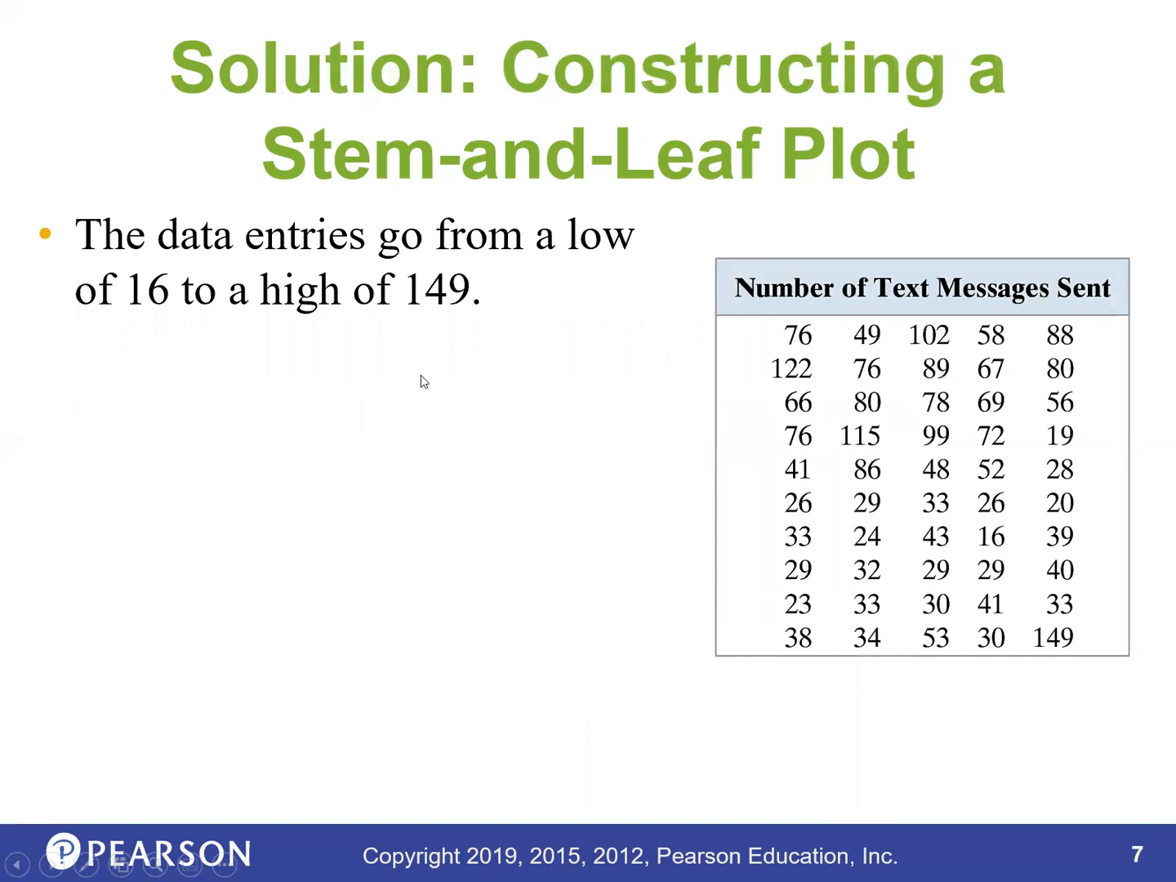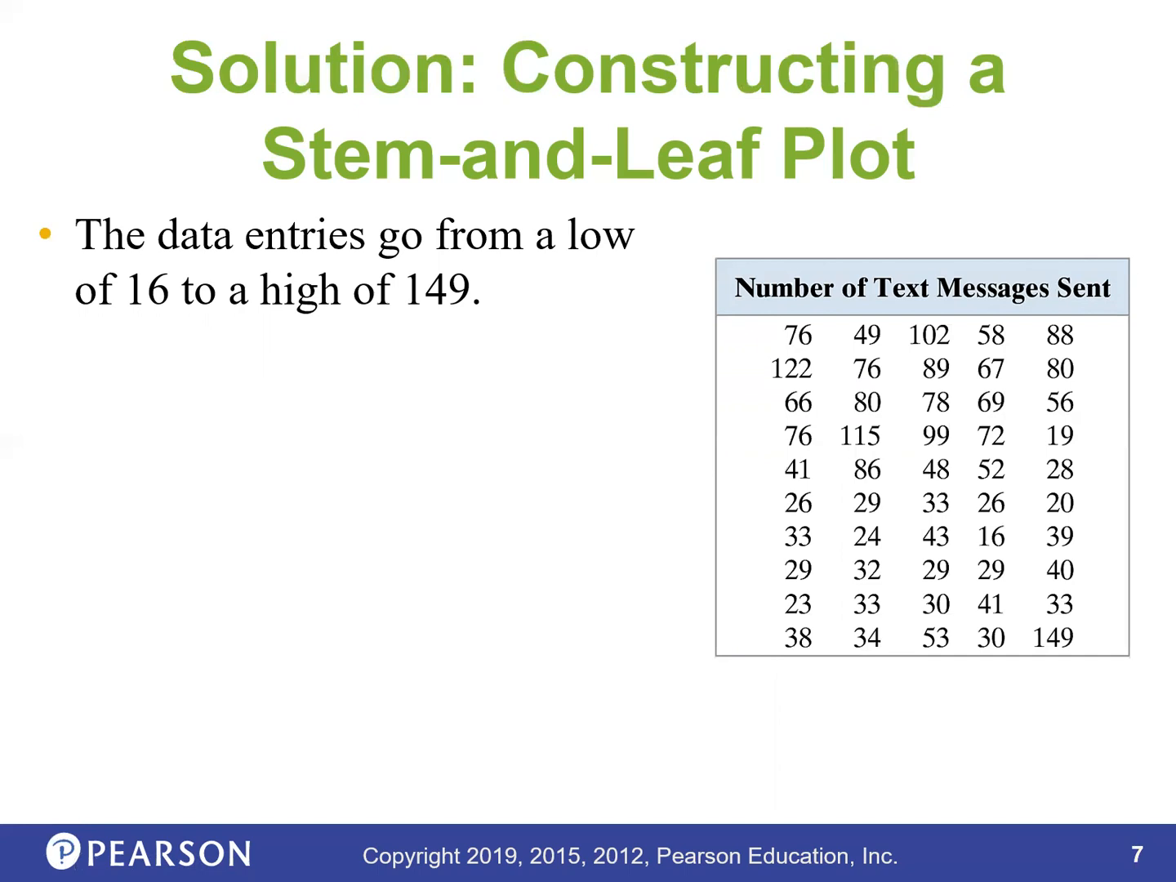All right, so here's what we got. The lowest one is 16. The highest one is 149. Notice, oh, bummer, look at this. One is a 2-digit number, the other one is a 3-digit number, right? Would it make sense to put all the 2-digit numbers in one category and the 3-digit in another? That's only 2 categories, right?